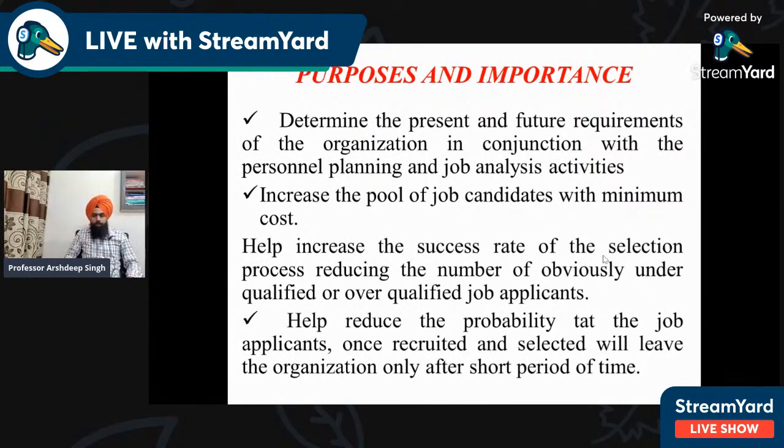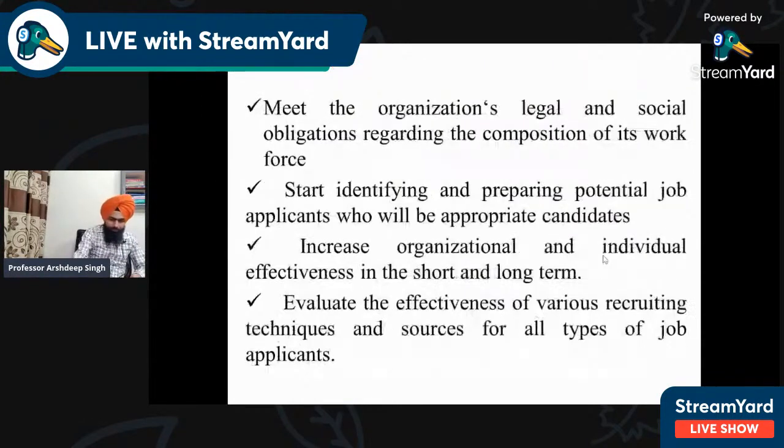Next, it helps reduce the probability that a job applicant, once recruited and selected, will leave the organization after only a short period of time. After performing these steps, it is quite obvious that very few persons would leave the organization without any information, because there would be a recruitment process, the salary status will be very good, and only the effective, selected candidates will join. So the probability of the success rate is higher compared to others. Clear?